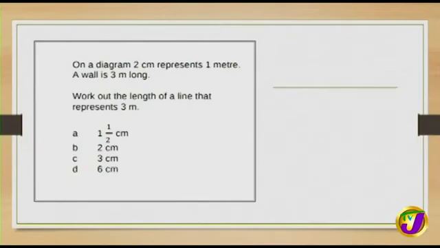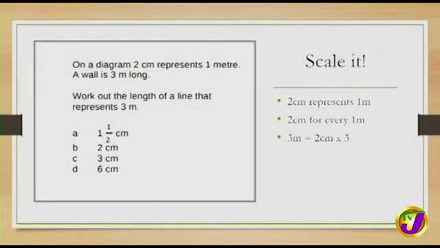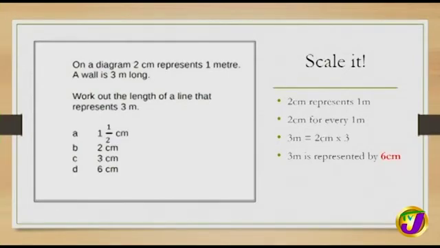So what they're saying, now you have an actual length. You have 3 meters. If you were to put that on the drawing, how many centimeters would you use to represent that 3 meters? Let's look at what we can do. So we're scaling it. 2 centimeters represents 1 meter, 2 centimeters for every 1 meter. So if we have 3 meters, for every meter you have 2 centimeters. You multiply that 2 centimeters by the 3 because you have 3 meters, and you get 6 centimeters. So on the drawing, 6 centimeters will represent 3 meters. All right?